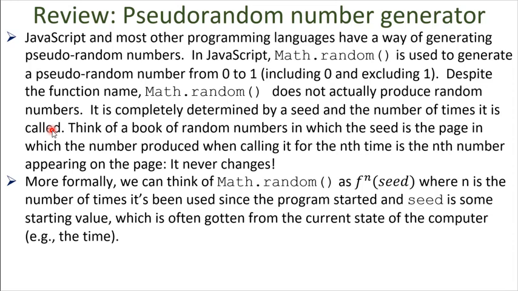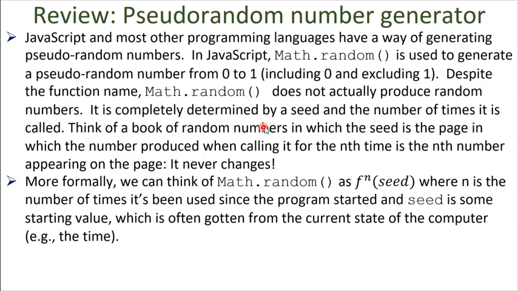Let's say you start with seed 123, and the first number is 0.57, the second number is 0.42, and the third number is 0.34. Then if you run the program again, you'll get those same three numbers. Now, JavaScript doesn't have a way to set the seed, but other languages such as Python do.